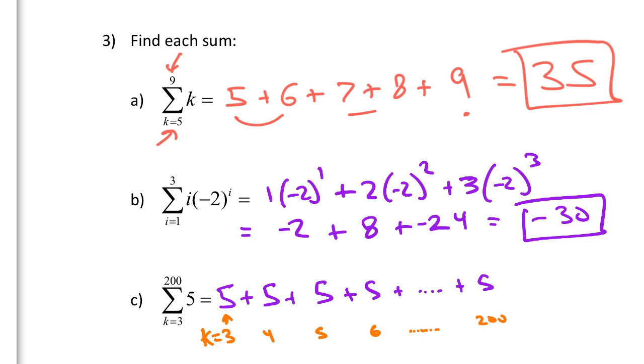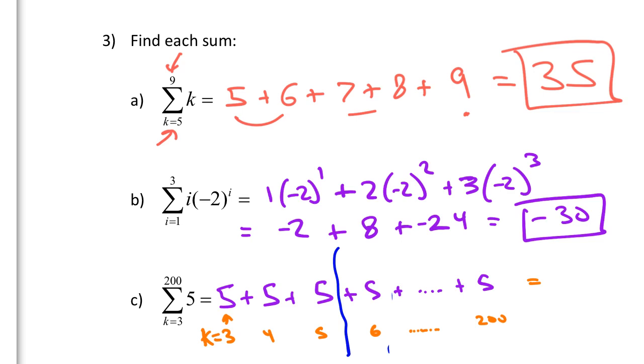So how many of those 5s are there actually? Well, let's see. What if we just stopped there? That would have been k equals 3 to 6, and that was 4 5s. If we had stopped a little earlier, if we had stopped here, 3 to 5 was 3 5s.